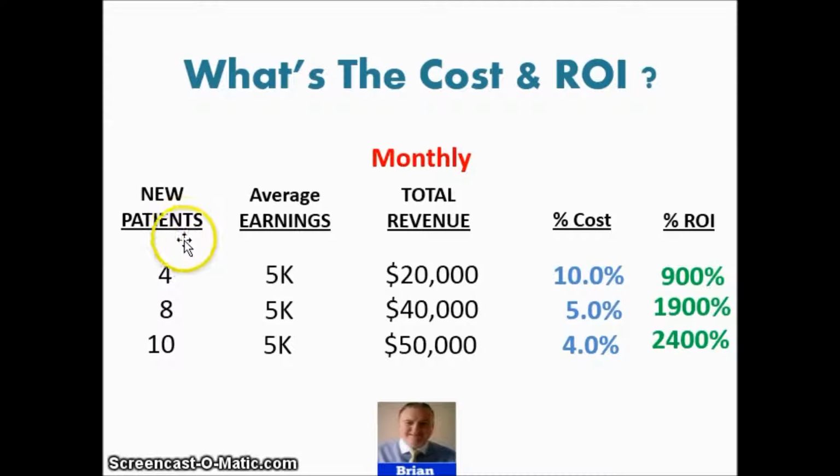So let's look here, guys. Let's say I just bring in 4 new patients with my service. At an average earnings of 5 grand, that's 20 grand a month coming in. Your percentage cost of acquiring a new patient under my strategy is 10%, and your percentage return on investment is going to be a whopping 900% return on investment.